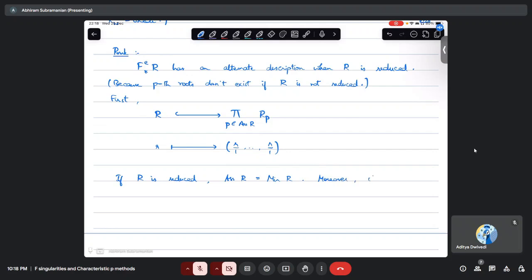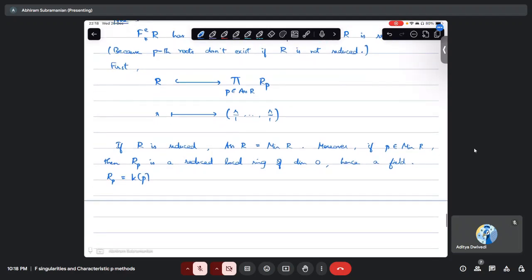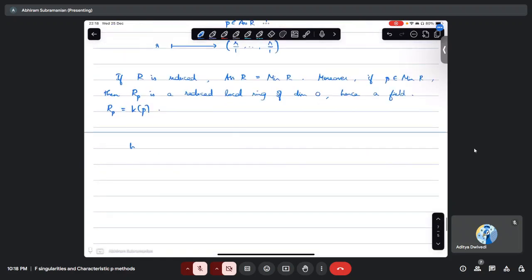Moreover, if P belongs to the minimal primes of R, then R_P is a reduced local ring of dimension 0, hence a field. So we write R_P as K(P), the residue field of R at P. So we have inclusions: R is contained in the finite direct product over P in Min(R) of K(P), which is contained in the product of the K(P) algebraic closures.